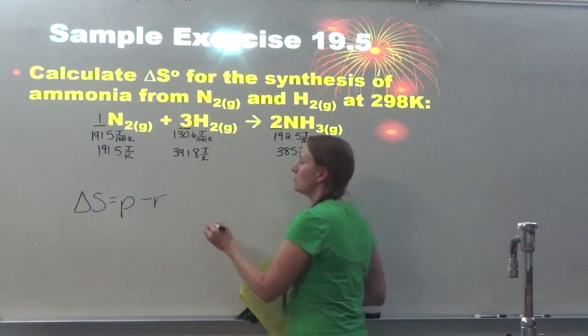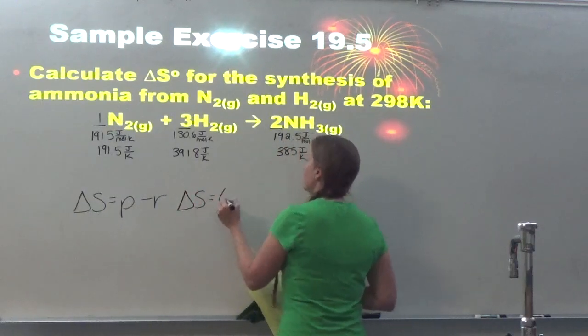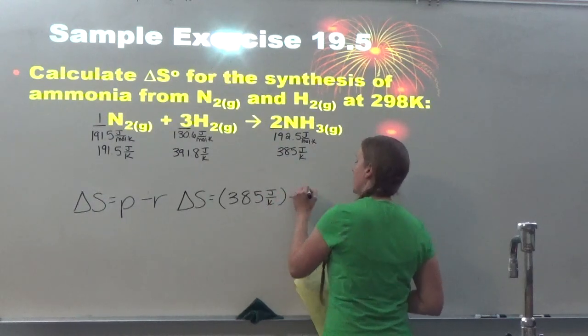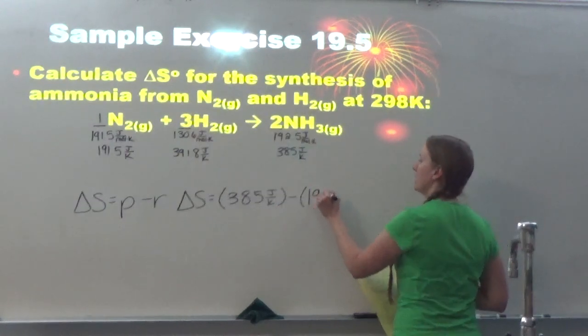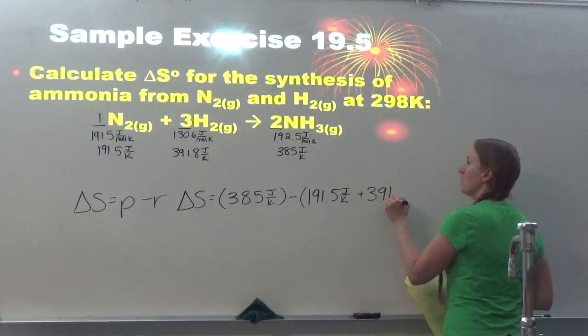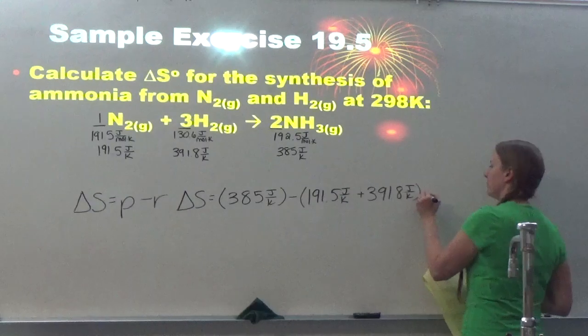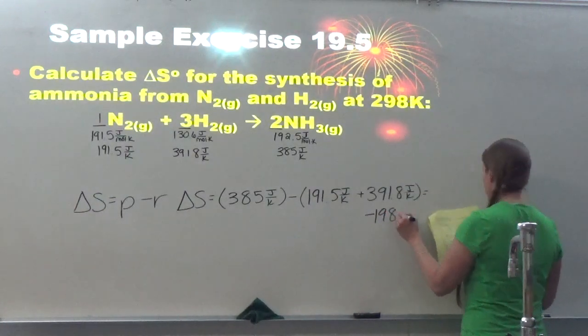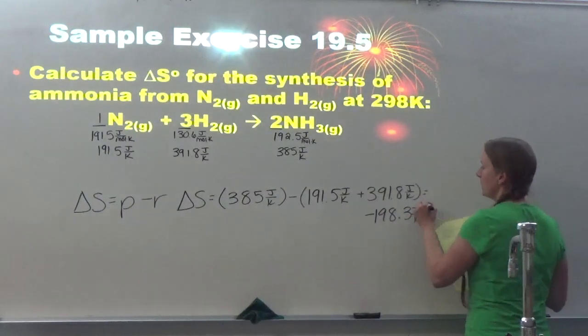And then, of course, I just do products minus reactants. So my product is 385 joules per Kelvin minus my reactants, which is the 191.5 joules per Kelvin, plus the 391.8 joules per Kelvin. And so once I put all that in, I got negative 198.3 joules per Kelvin.